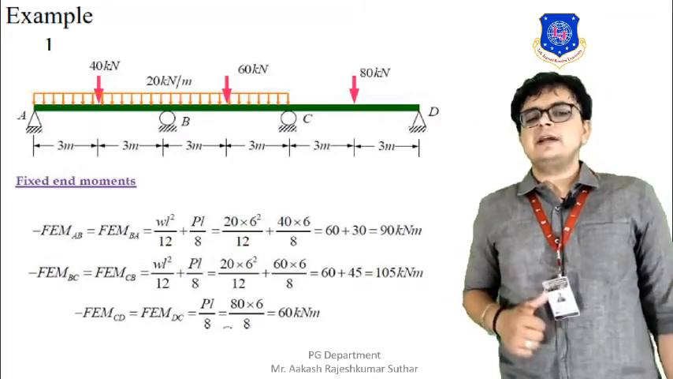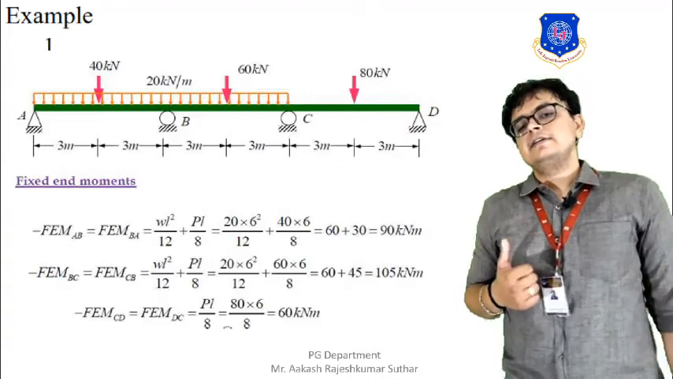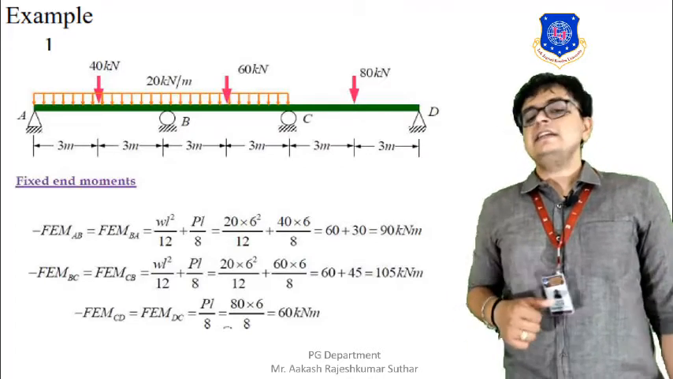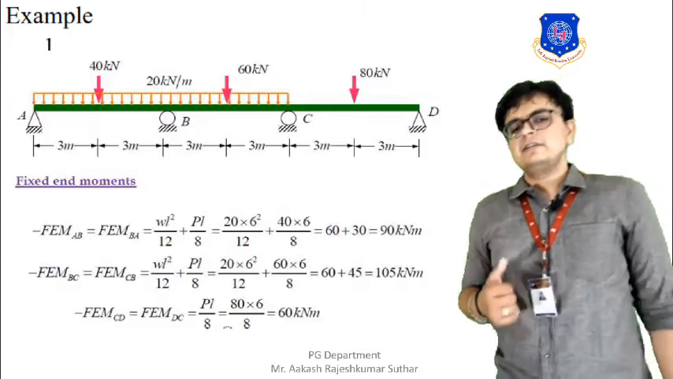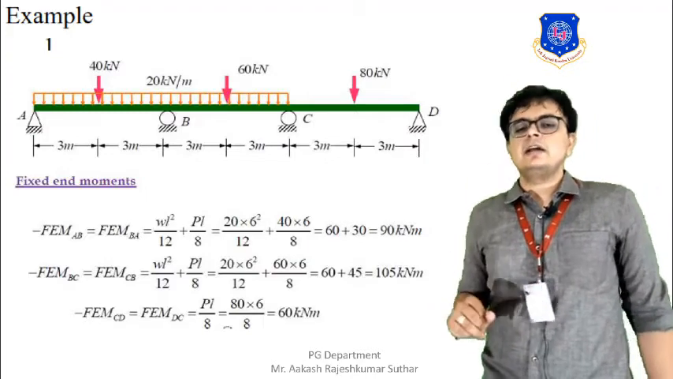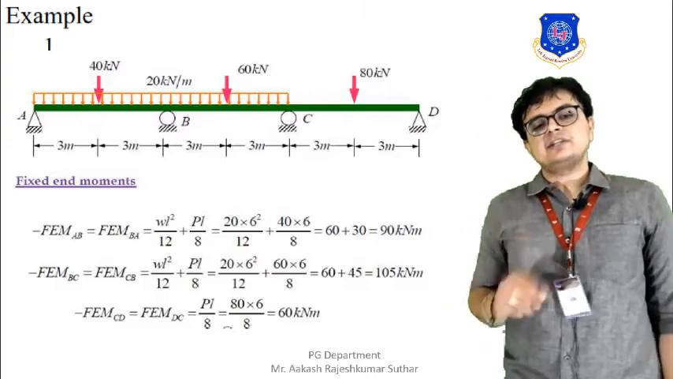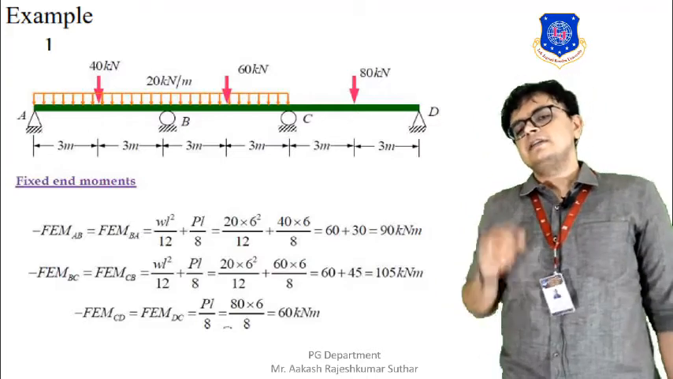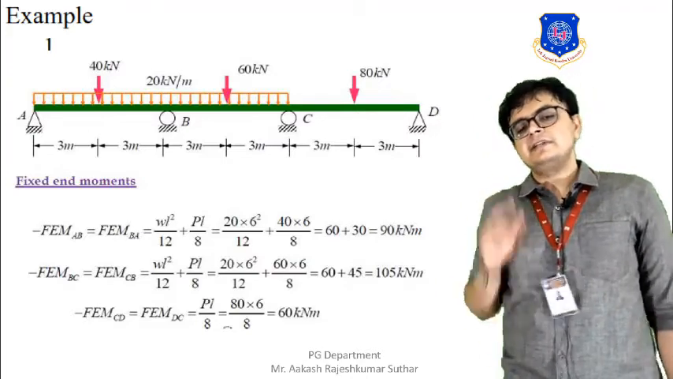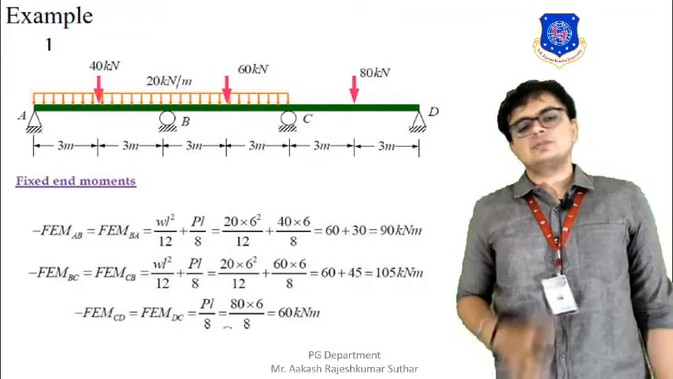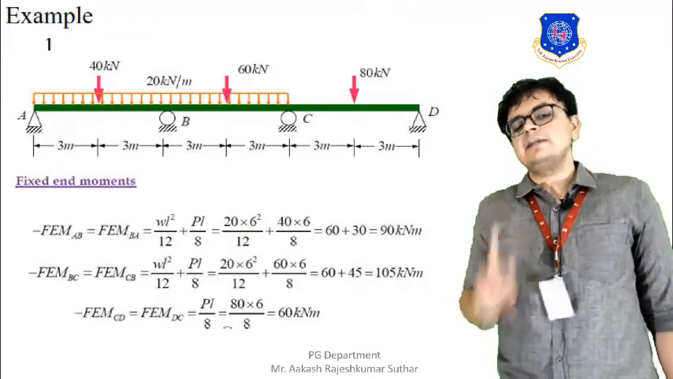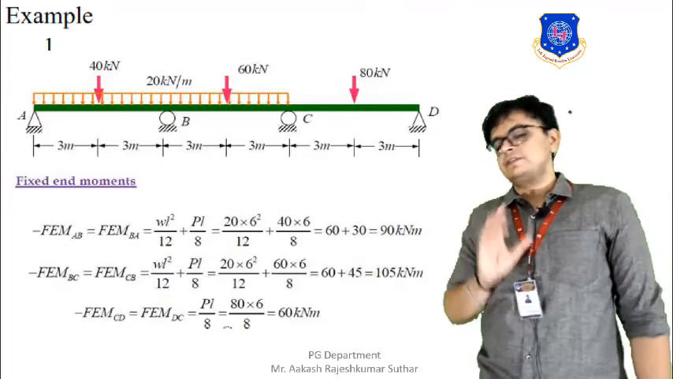So for the CD span we have a central load of 80 kilonewton. For that we will have only a single formula, WL by 8. Here W will be equal to 80 and L is 6. So FEM CD will be equal to FEM DC, only the difference will be of sign. So we can say that minus FEM CD will be equal to FEM DC.